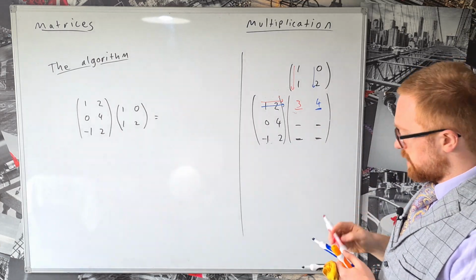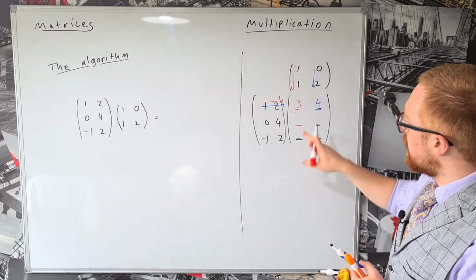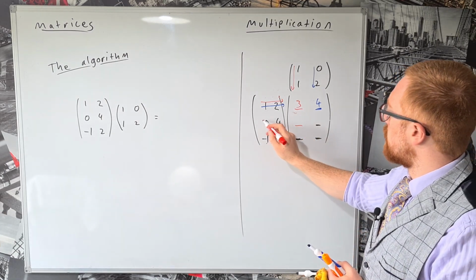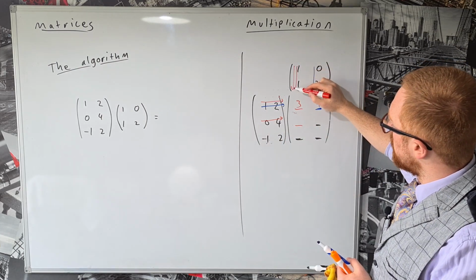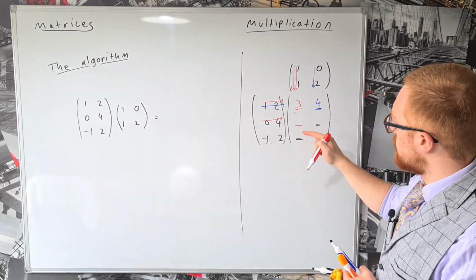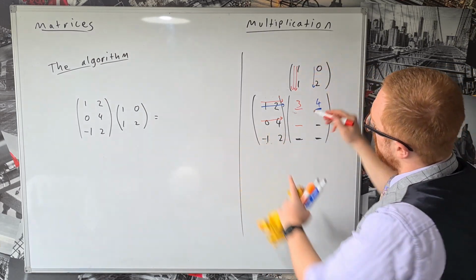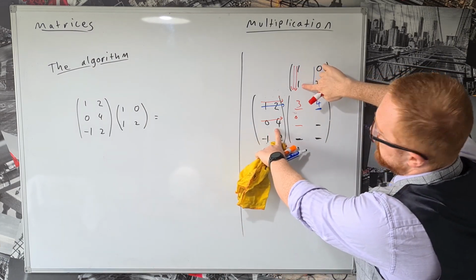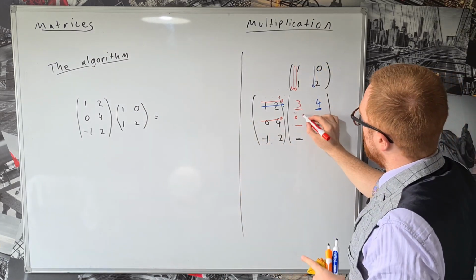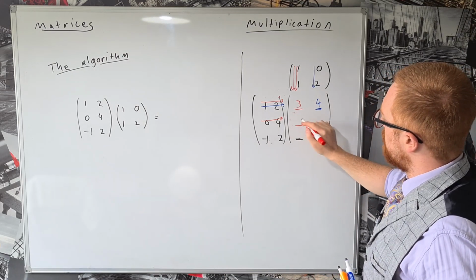Okay, let's look at this number here. We're going to do this row times this column again. Working our way inward, we get 0 times 1 is 0, and 1 times 4, which is 4, and again, 0 plus 4 is just 4.